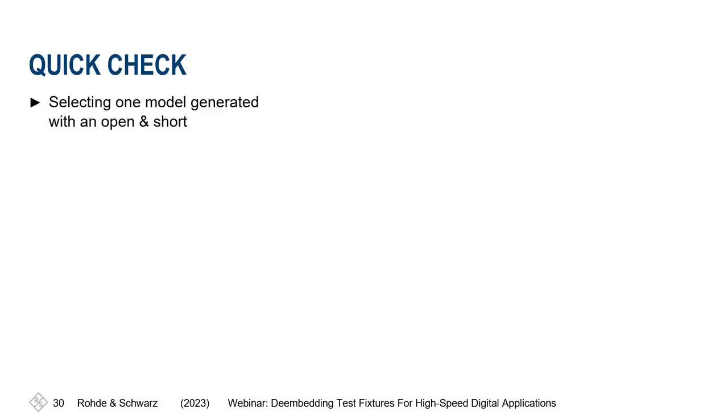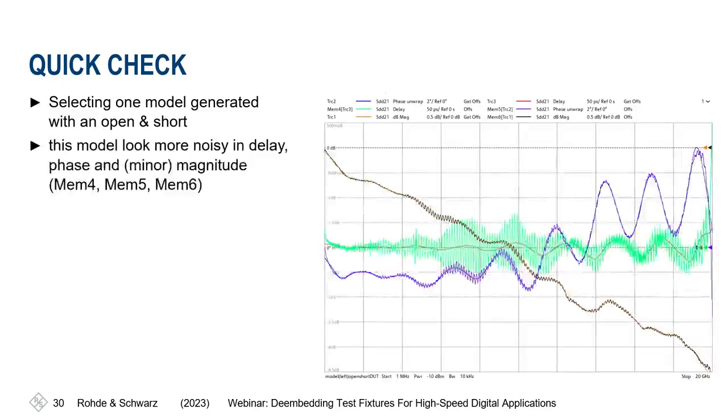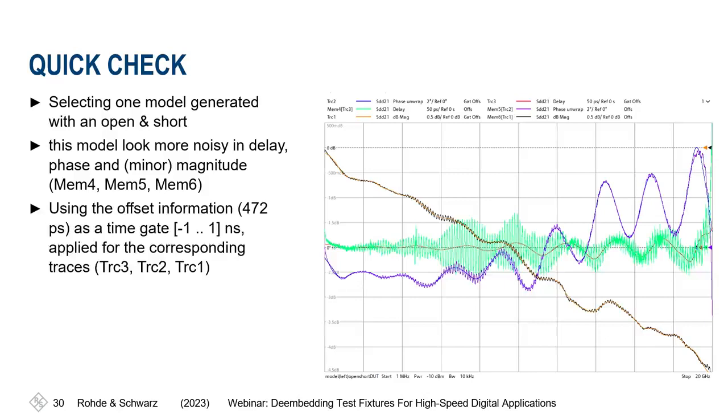We do a quick check. We're selecting the model created with an open, short, and a DUT. And this looks quite noisy. As I said before, we have noise particularly in the phase and the delay, a little bit less in the magnitude. And you can see here the MEM traces, MEM4, MEM5, MEM6. What I did now on the VNA, I applied a time gating. I used this information from the offset, which is 472 picoseconds, so that my time gate is from -1 to +1 nanosecond, and applied that, and you see the corresponding traces.